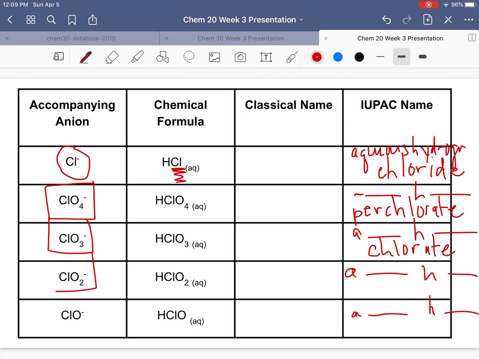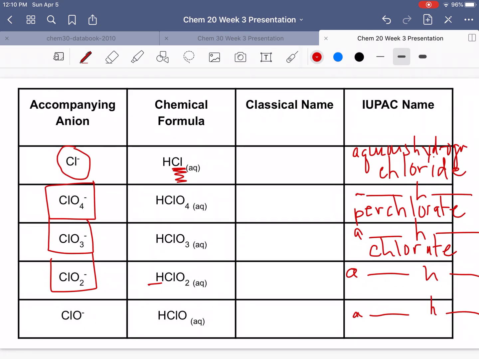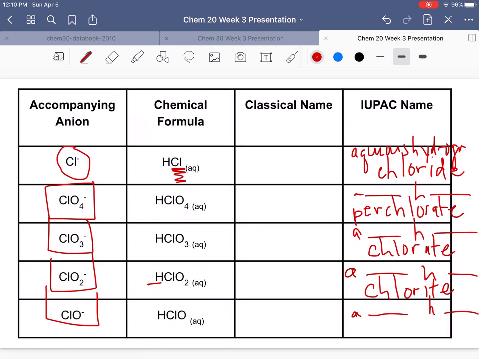The next one, aqueous hydrogen chlor. Notice how this has changed now. No longer "ate", but "ite". And now we're down to a single oxygen, aqueous hydrogen hypochlorite, hypo saying, hey, there's way less here. I-T-E.